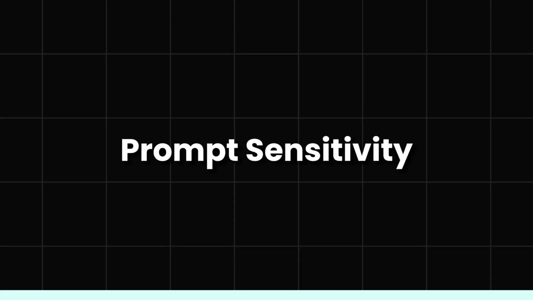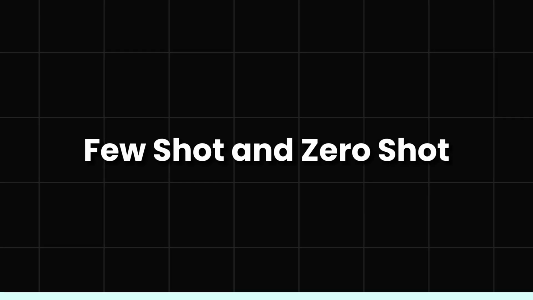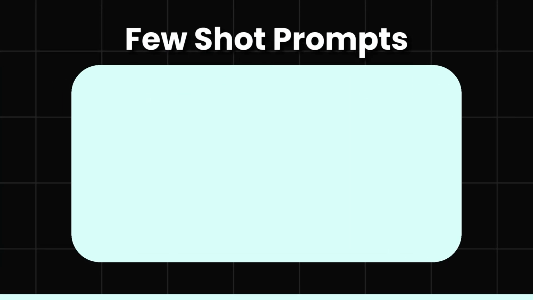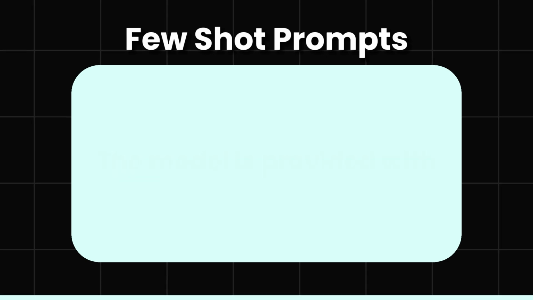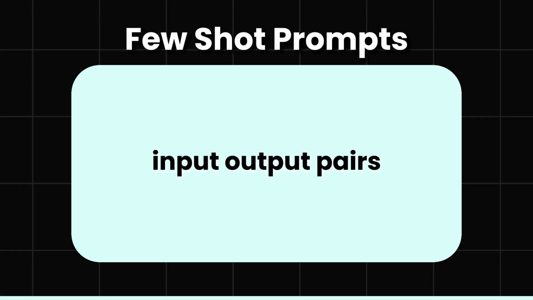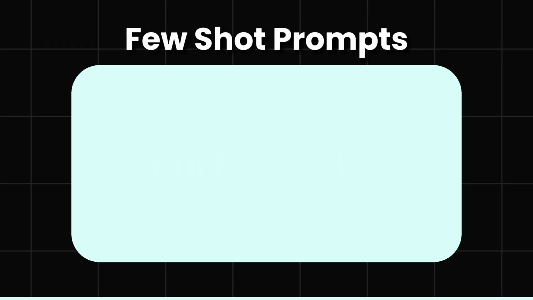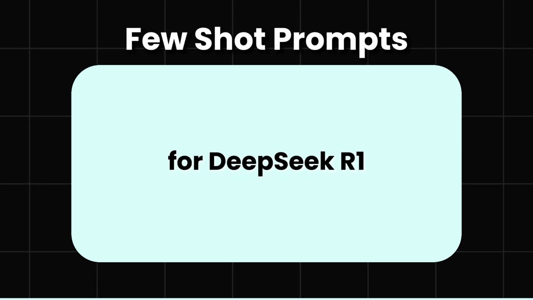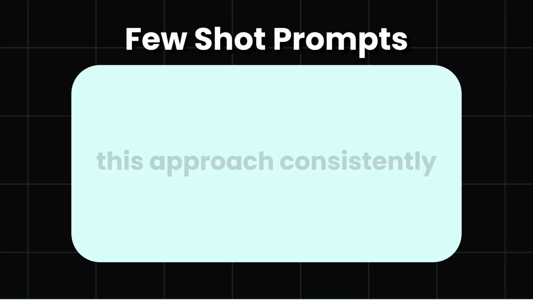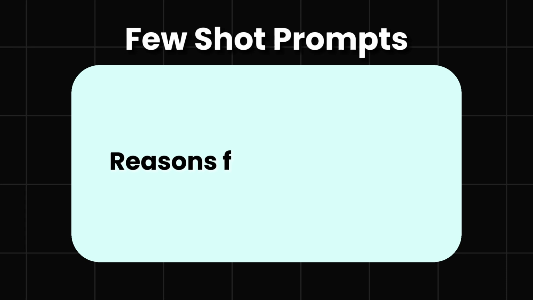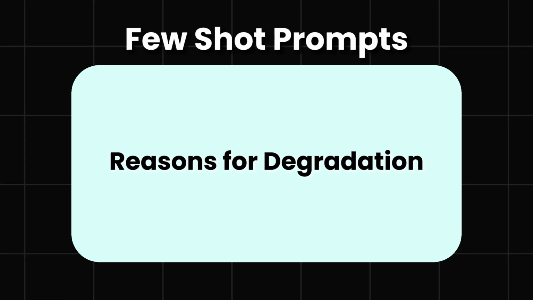So there are several issues that DeepSeek R1 faces. The first being prompt sensitivity. There are two types of prompts, few-shot prompts and zero-shot prompts. In few-shot prompting, the model is provided with a few examples, input-output pairs, to guide its behavior. However, for DeepSeek R1, this approach consistently degrades performance. There are several reasons for degradation.